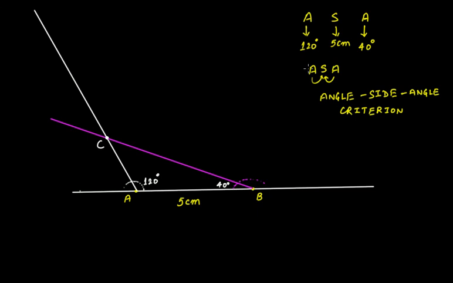So ASA criterion, angle, side, angle criterion. If this condition is satisfied, that is, the two triangles have two angles and the including side equal, then the two triangles are congruent.